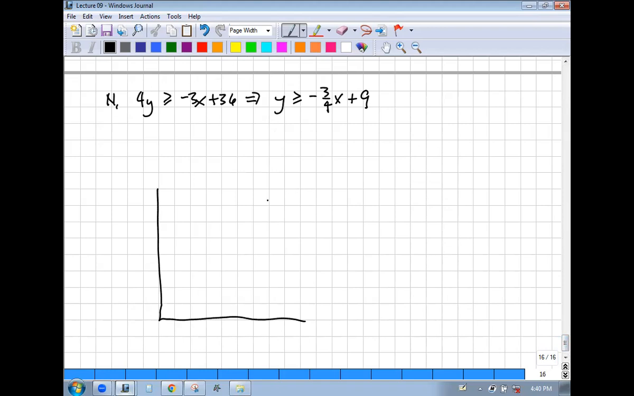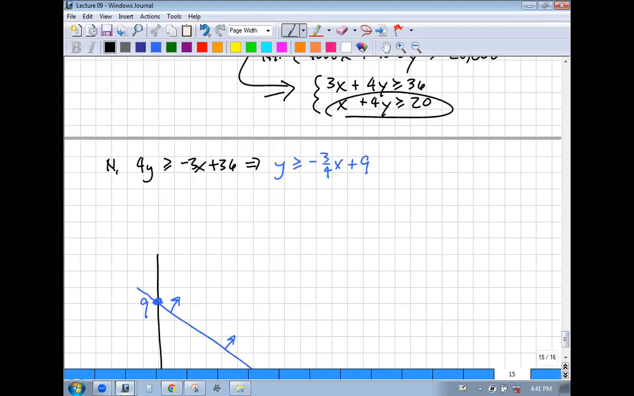So if we graph this, we're obviously in quadrant 1. We're not going to talk about negative units of whatever we're talking about, chicken eggs or something. We don't have negative chickens. So somewhere up here at 9, and then we have a slope of minus 3/4. This would be a slope of minus 1, so it's not quite that slopey. So it looks something like that. Then we want everything bigger than that, so we want that side. So that's from N1.